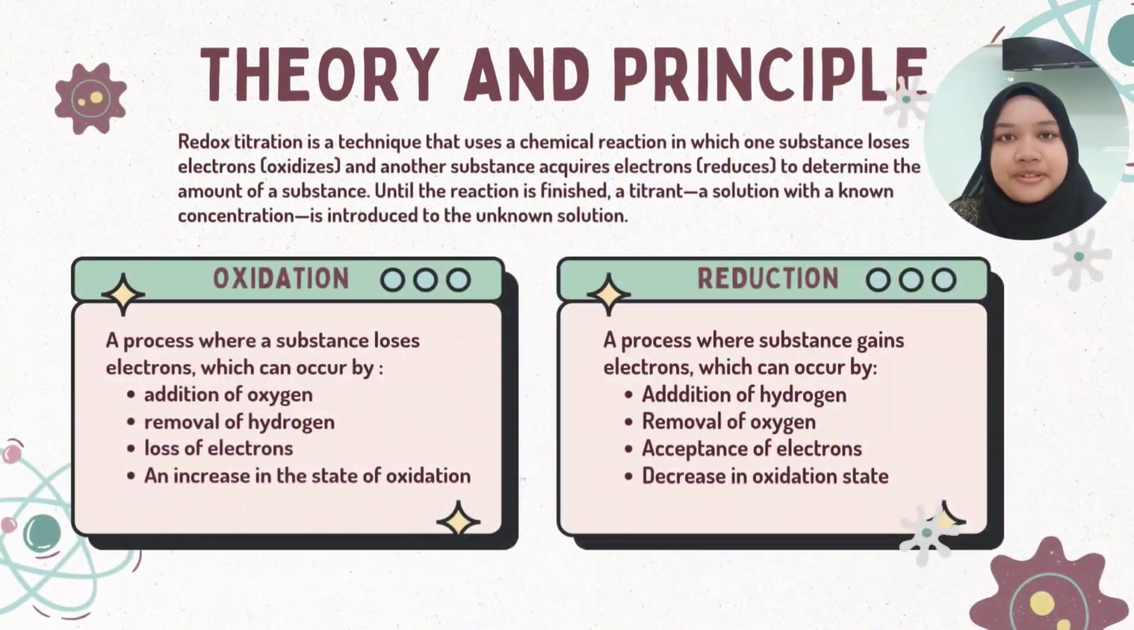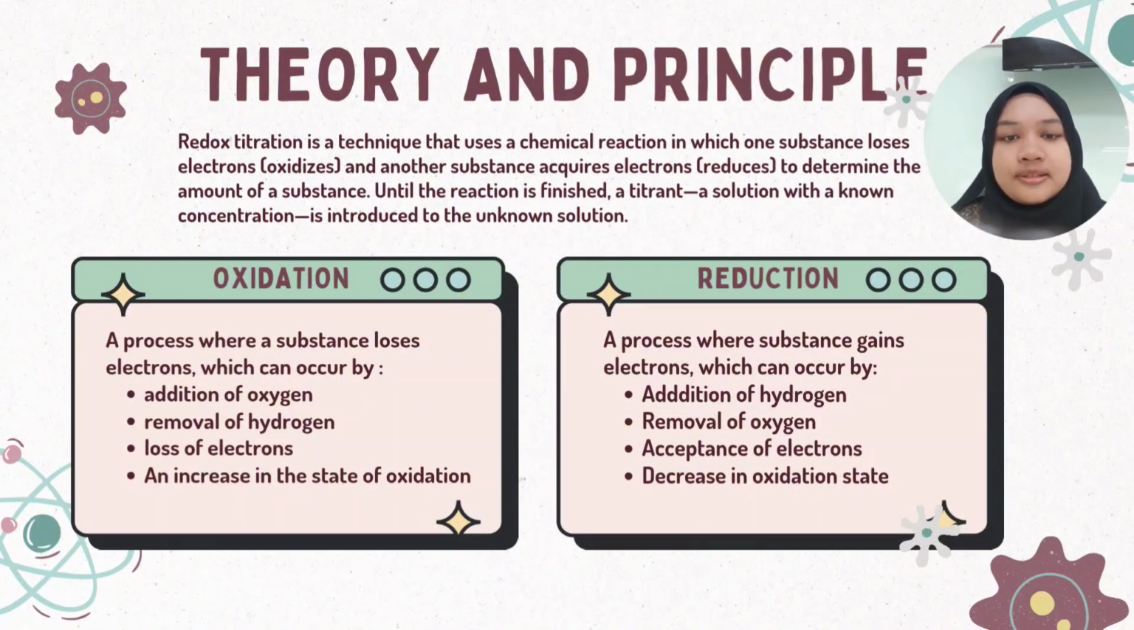So, for the theory and principle, redox titration is a technique that uses a chemical reaction in which one substance loses electrons, oxidizes, and another substance acquires electrons, reduces, to determine the amount of a substance. A titrant, a solution with a known concentration, is introduced to the unknown solution until the reaction is finished. So, for the first one, oxidation. Oxidation is a process where a substance loses electrons, which can occur by addition of oxygen, removal of hydrogen, loss of electrons, and an increase in the oxidation state.